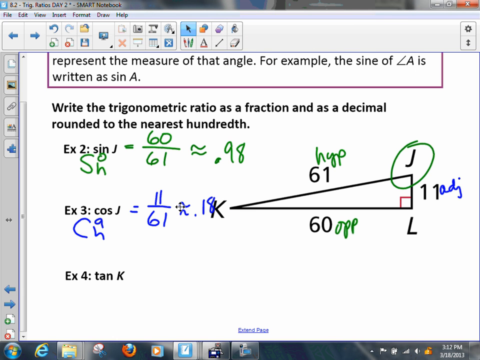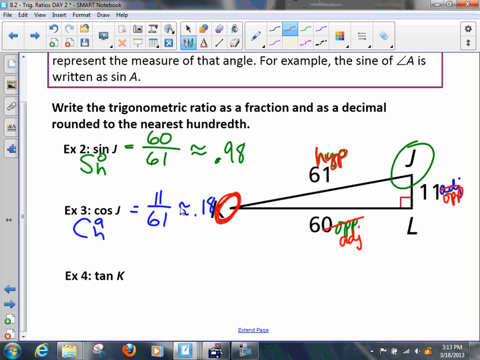Why, Justin? Why are we doing something different? Well, we got a different angle. So what do I have to do if now we're talking about angle K? I got to switch around the sides. I have to relabel my triangle. Does the hypotenuse change? No, it stays the same. Where is the side opposite angle K? The 11 now is the opposite, which makes 60 the adjacent, doesn't it?